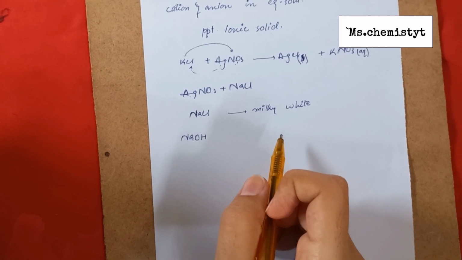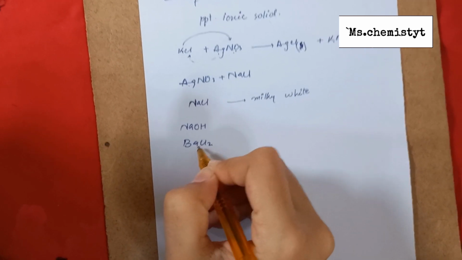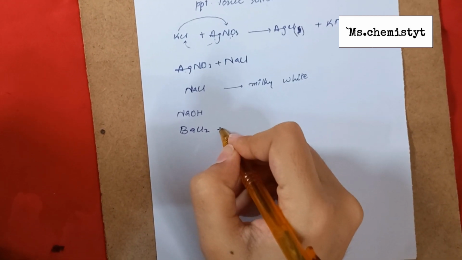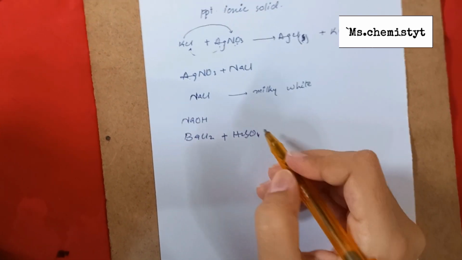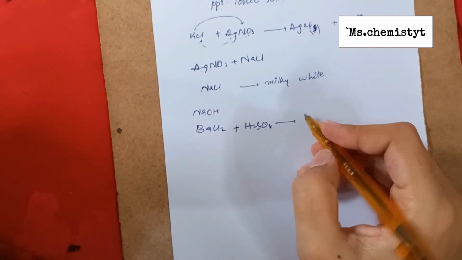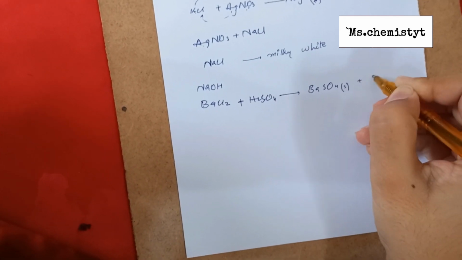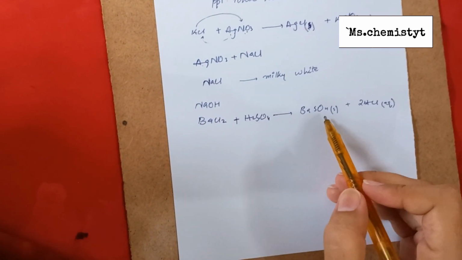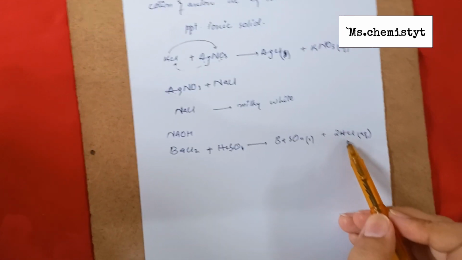And here is another example, that is barium chloride. Whenever barium chloride is added to sulfuric acid, it will show a white precipitate. Barium chloride will form the solid or precipitate of barium sulfate, and the remaining solution will be HCl.